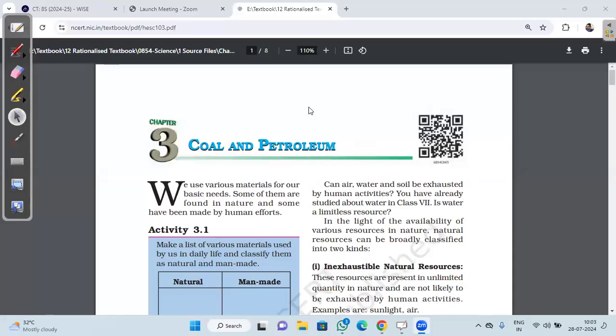Anthracite is the best quality coal and it has a carbon content of more than 90%. Now see here, we are starting with NCERT. We'll see what all things are given in NCERT. So, coal and petroleum.